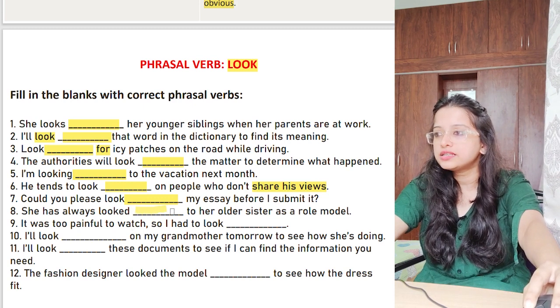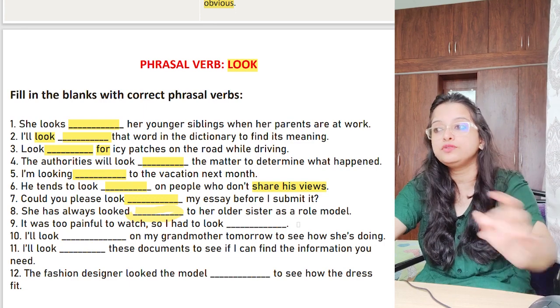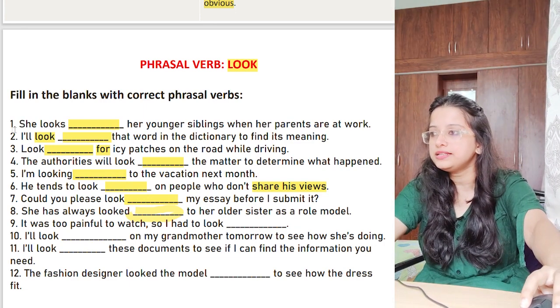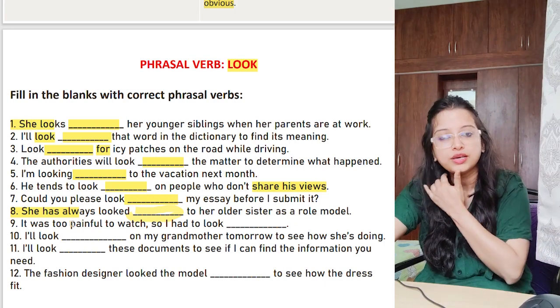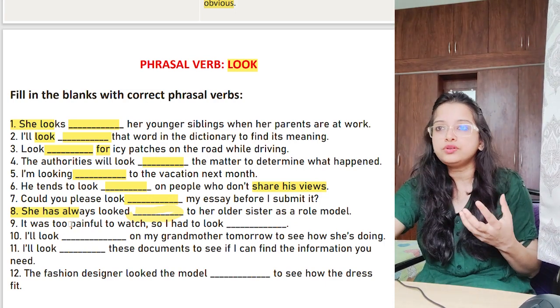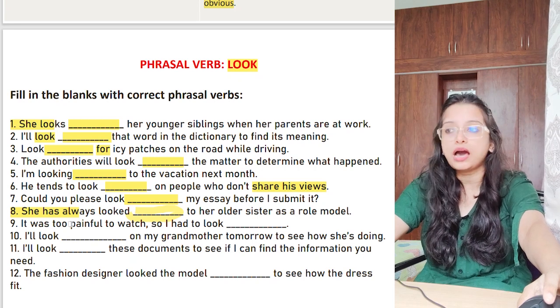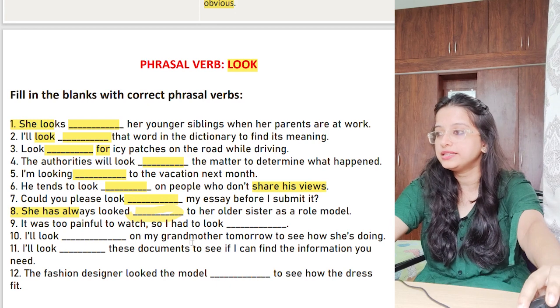She has always looked up to her older sister as a role model. We will not say looked after. This sentence is very common, sentence number 1 and sentence number 8. You will not write looked after. She is not looking after her older sister. What she is doing is, she takes her as a role model. So we have to write that she looks up to her older sister as a role model. Be careful, this is very common in the exam.